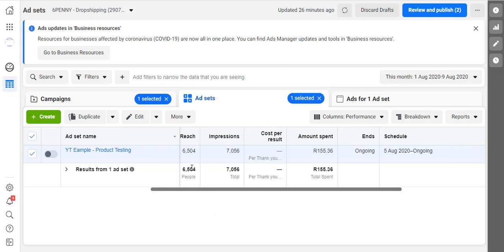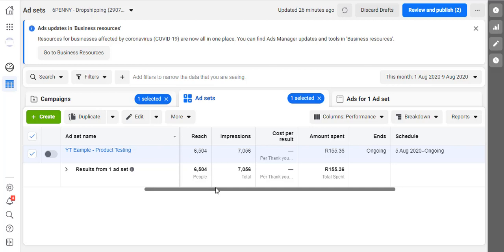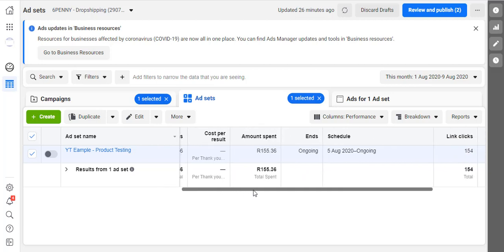Even though we have well over 6,000 people who have actually seen or been reached, it doesn't mean that all of them are going to click on the link. People are just going to look at your advert. If they're interested, they're going to click. If it doesn't talk to them, they're going to keep scrolling. So you shouldn't be discouraged because people are not clicking. So we reached 154. That's good results. I was happy in 3 days and spending only 50 rands per day. I was very, very happy.